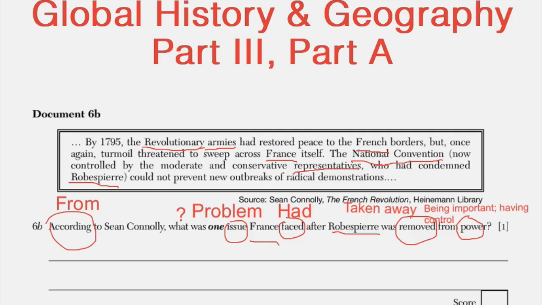Now for language words. What language words do you see? Restored, peace, borders, turmoil, threatened, sweep, controlled, maybe you know it, maybe you don't, moderate, conservative, condemned, prevent, outbreaks, radical, and demonstrations.